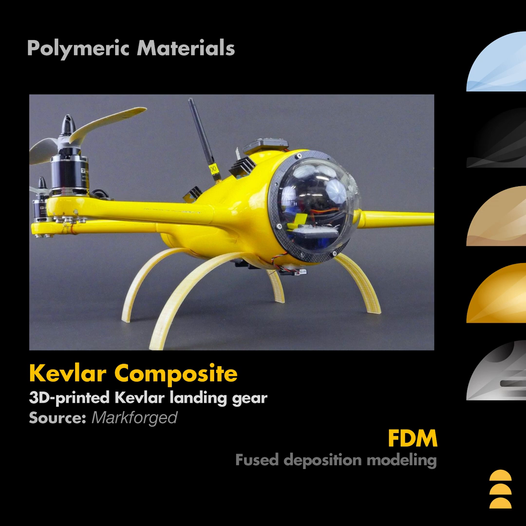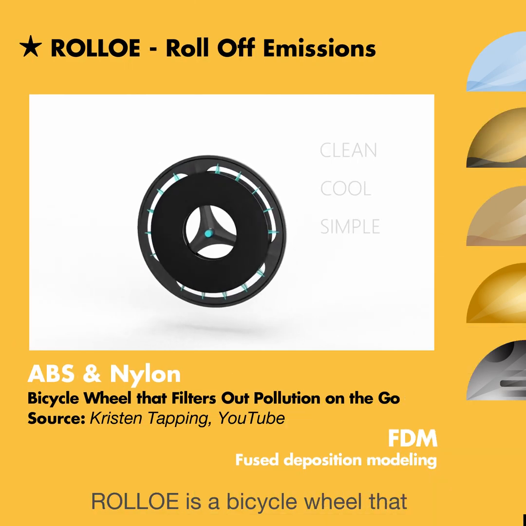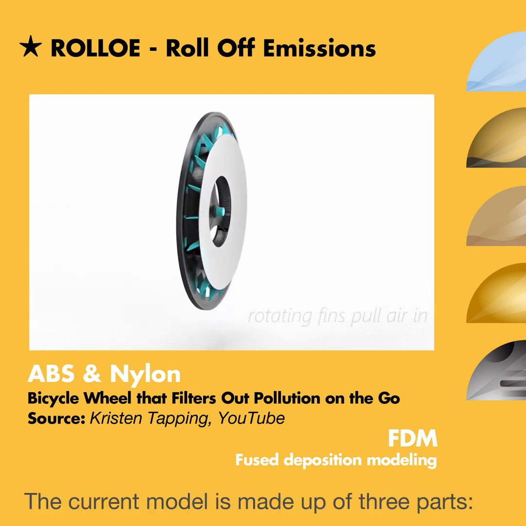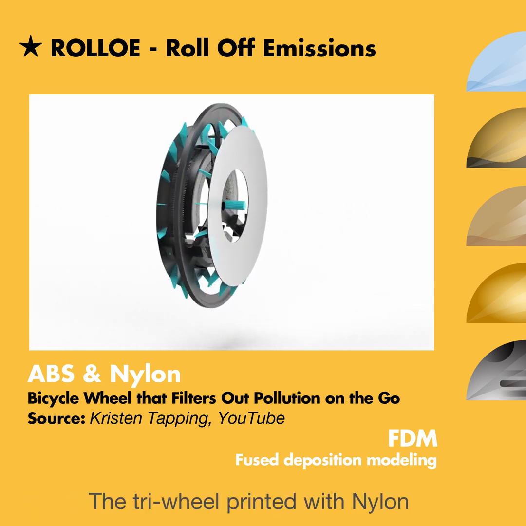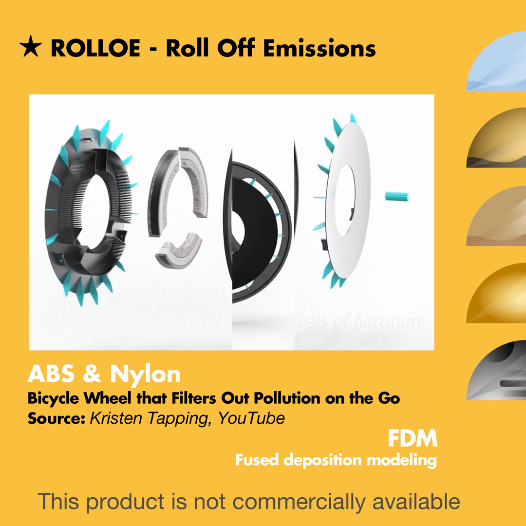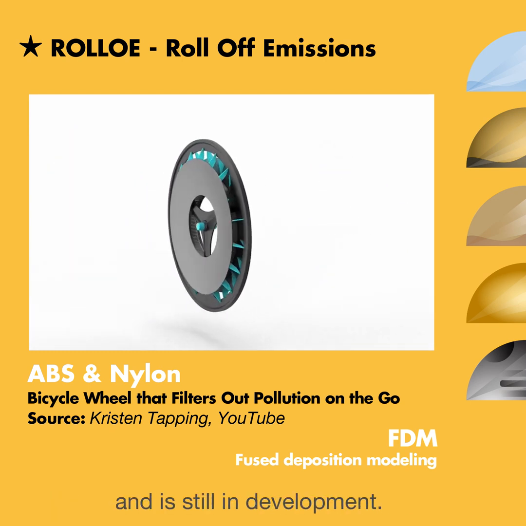Kevlar composite. Rollo is a bicycle wheel that filters out pollution on the go. The current model is made up of 3 parts, the tri-wheel printed with nylon and 2 rims printed with ABS. This product is not commercially available and is still in development.